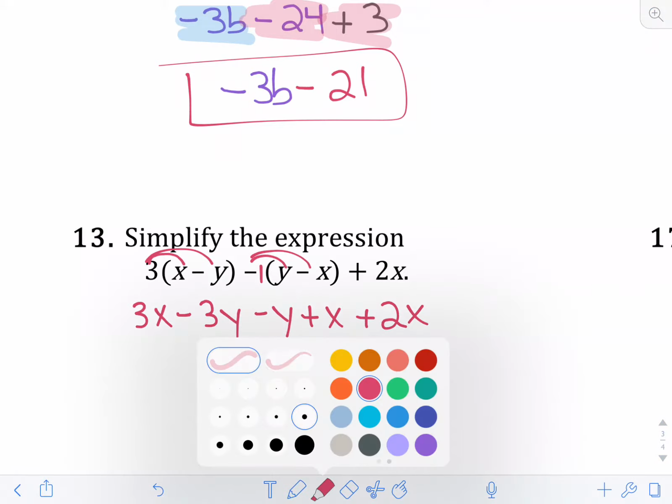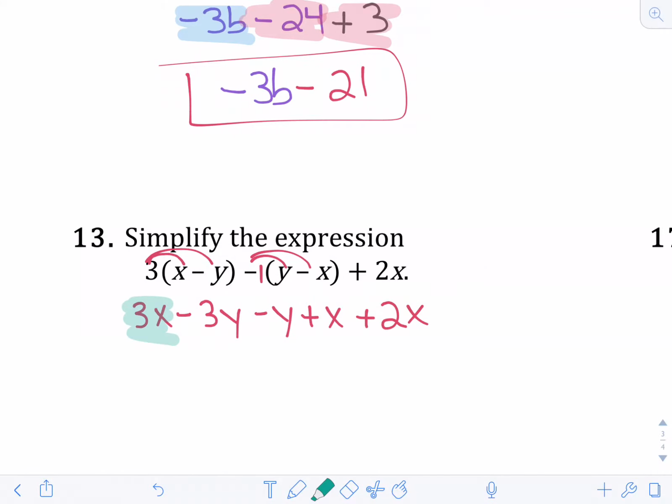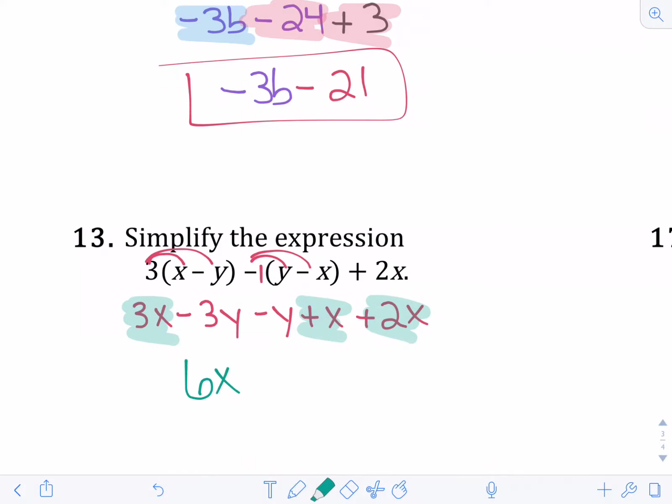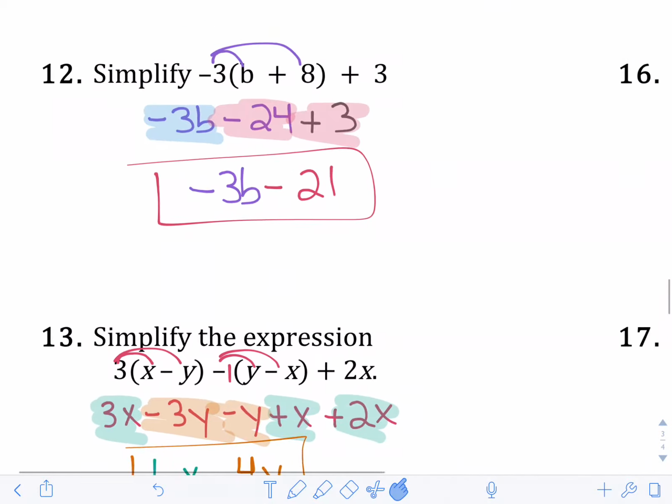All right, we're going to go ahead and combine like terms. So I have 3x and x and 2x. So 3 plus 1 would give me 4. 4 plus 2, that would give me 6x. Okay, then I also have a negative 3y and a negative y. So both of these are negative, so I'm going to add them together. 3 plus 1 gives me 4. There's my negative 4y. X and y are two completely different things, so I cannot combine those.